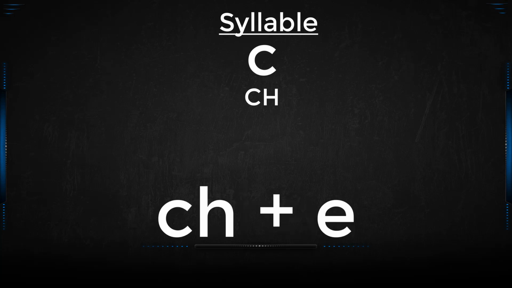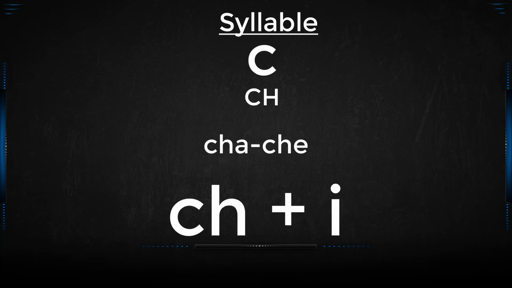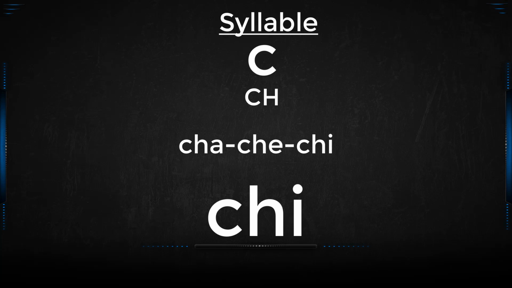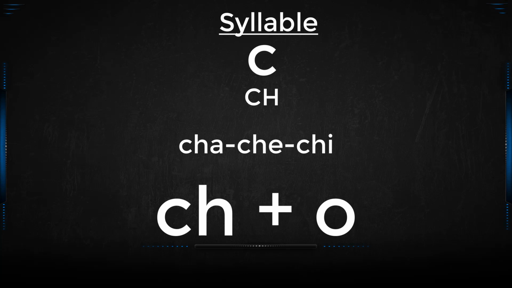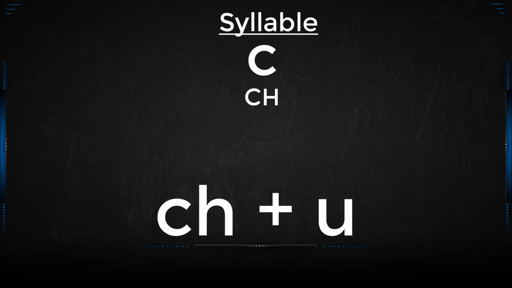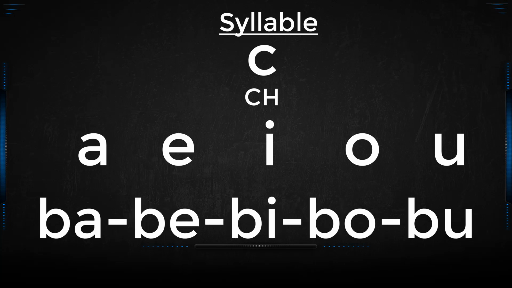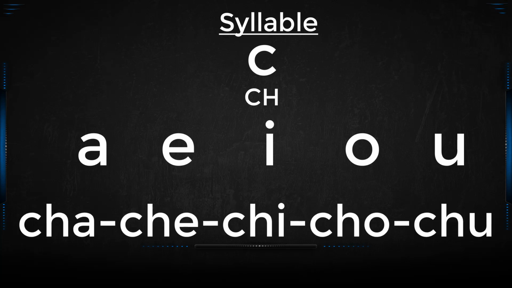Then you take CH plus letter E, which is pronounced A, and it forms che. So you have cha, che. Then you take CH plus letter I, which is E, it forms chi. Then CH plus an O forms cho. Then CH plus letter U forms chu. So what we have is cha, che, chi, cho, chu. The first one was ba, be, bi, bo, bu. Now we have cha, che, chi, cho, chu.